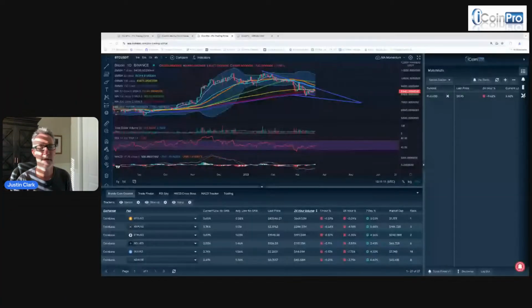All right, let's dig right into this morning. We're going to be taking a look at what's called the MA Momentum, Moving Average Momentum, chart setup.